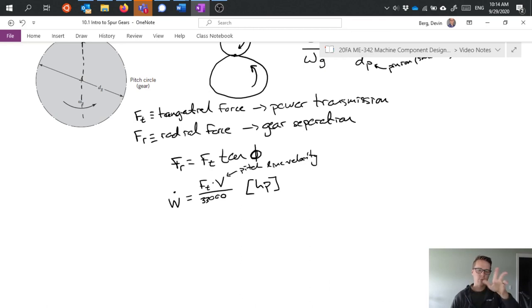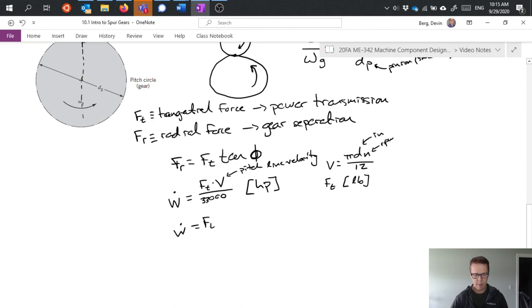So tangential velocity due to the rotation of that gear. So this V is equal to pi d n over 12. And again, this is assuming d is in inches and n is in RPM. Also in here, we have F sub t, which is going to have units of pounds in this case. If we're talking about SI units, the equation is slightly simpler in that we don't need that unit conversion built in. So we just have F sub t times V, where force is in newtons, velocity is in meters per second, which gives us watts as our power units in this case.